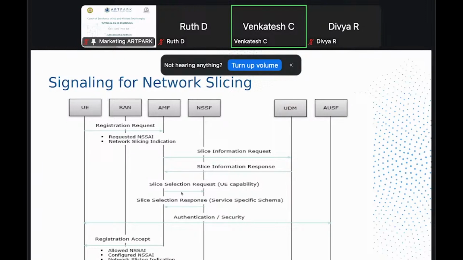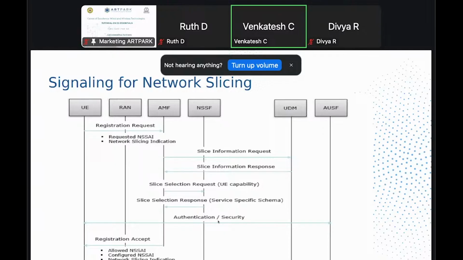And next is the slice selection request and response. The AMF evaluates the UE capability and sends a slice selection request to the NSSF. This request contains the UE slice preference. Then the NSSF sends back the slice selection response, which provides the best matching slice for the UE based on the predefined network rules.